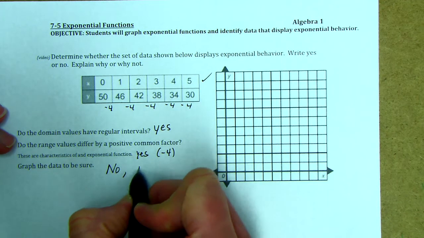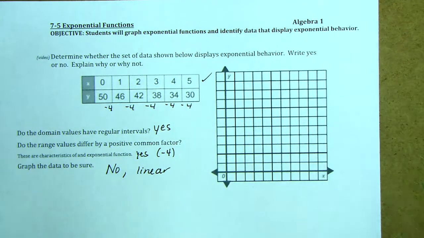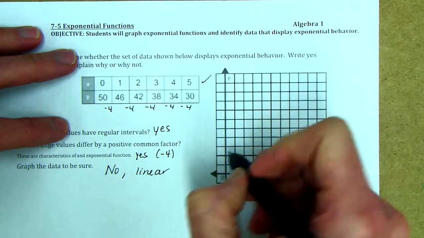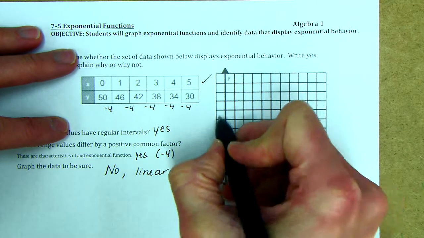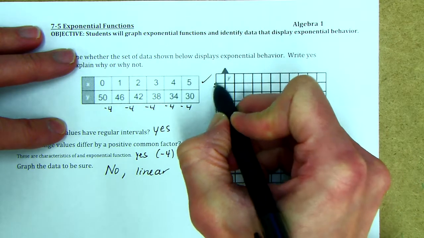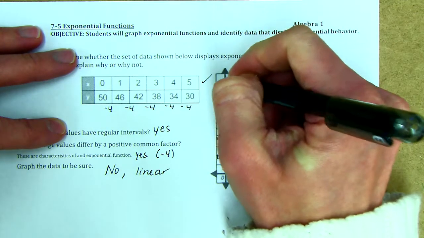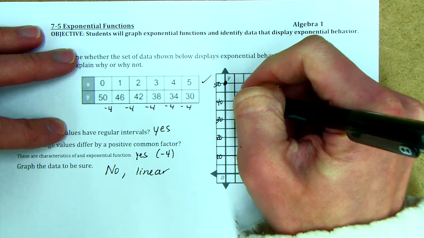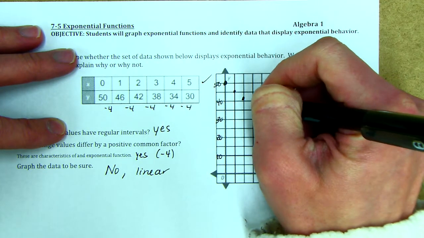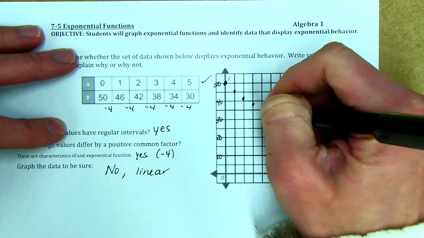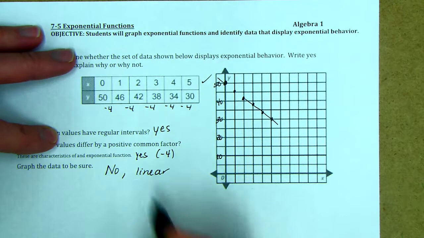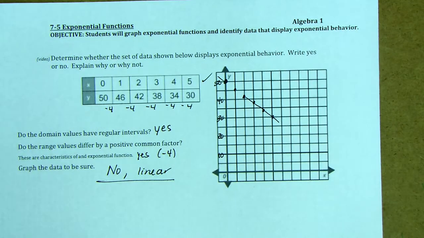So is it exponential? No, it is linear. And we can graph it just to be sure. The x is going to go by 1s. Can we do this? 10, 20, 30, 40, 50. So 0 is 50. 1 is 46, 42, 38, 34, 30. See how it makes a straight line? So it's not exponential, it is linear.